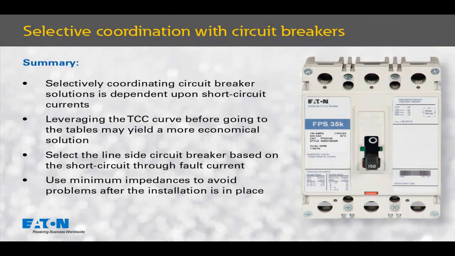So to summarize our discussion, when selectively coordinating circuit breaker solutions, we're going to be dependent upon short circuit currents. We need to leverage the time current characteristic curves before we run to the tables, because that could yield a more economical solution. We're going to select the line side circuit breaker based upon the short circuit through fault current, not the fault current that's available on the secondary.